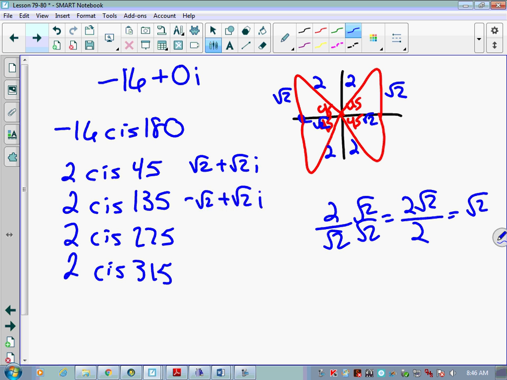Make sense? That's going to be negative radical 2. So this is going to be negative radical 2 minus radical 2i. Okay? That's going to be negative radical 2. So I'm going to get radical 2 minus radical 2i. Those are going to be those four rectangular coordinate locations. Do we understand that? Okay. I think it's easier to go ahead and get the polar and then find the rectangular from there. Okay? All right. That was number 5.